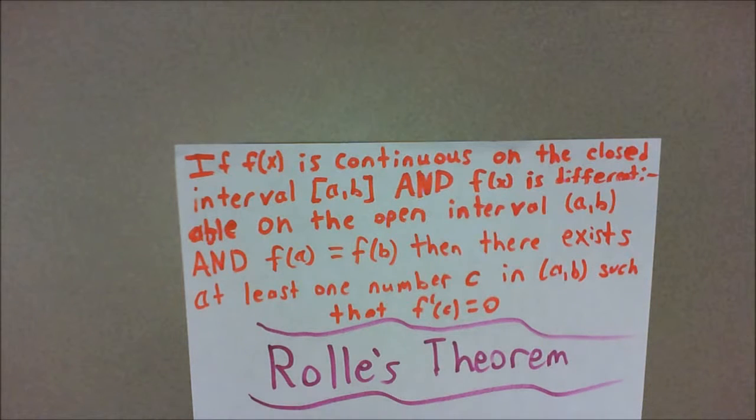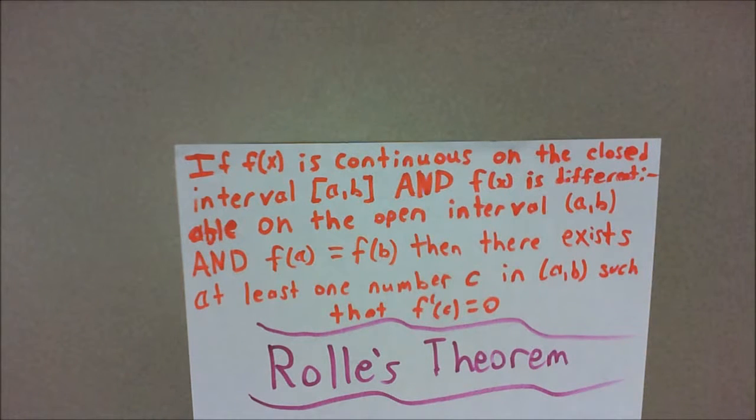Alright, today we're going to be proving Rolle's theorem. So we'll start off just by showing it once again. If f of x is continuous on the closed interval a to b, and f of x is differentiable on the open interval a to b, and f of a is equal to f of b, then there exists at least one number c in a to b such that f prime of c is equal to 0. That is Rolle's theorem, and all it's saying is that somewhere along a function between two equal value points, there is a tangent line that is horizontal.